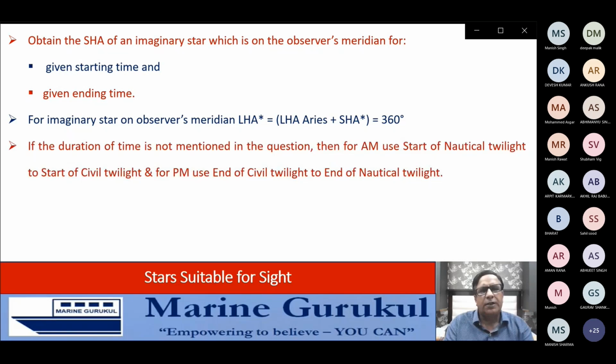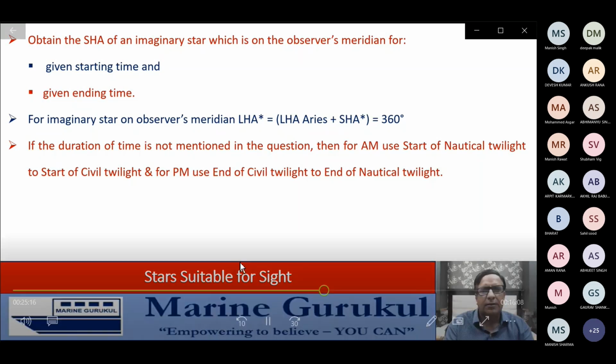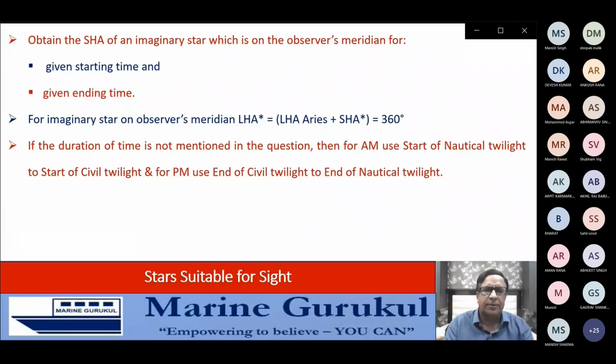If the duration of time is not given in the question and it is only AM or PM twilight, then for AM cases, the interval used is between the starting time of the nautical twilight to the starting time of the civil twilight. So that shall become the interval. Commencement of the interval shall be at the onset of nautical twilight, and the ending of the interval shall be at the start or onset of the civil twilight. For PM cases, this interval shall be between end of civil twilight to the end of nautical twilight.